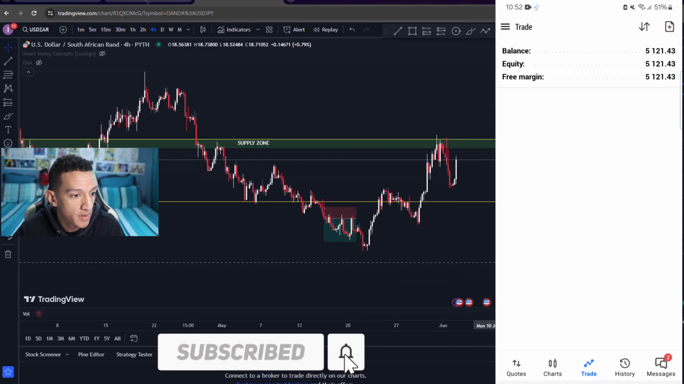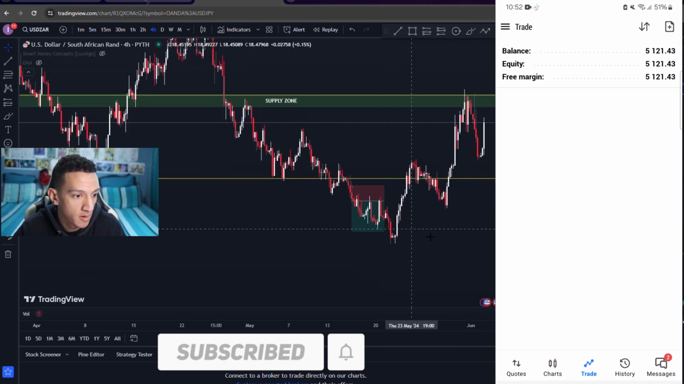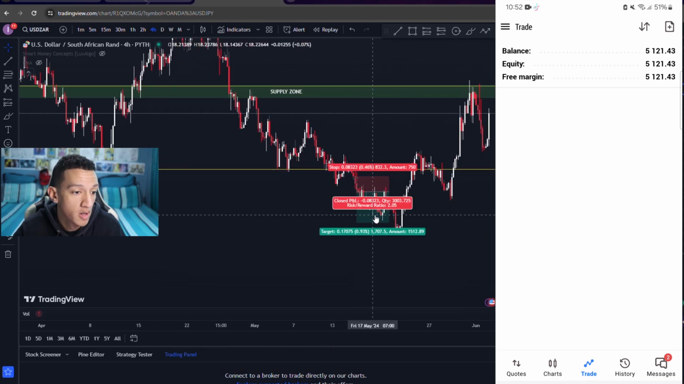So the first one, if you didn't see in the first part, I'll just briefly go over it. It was a short. As you can see here, it was on the 4 hours. For today, I don't think I'm going to do it on the 4 hours. That last trade almost took 4 or 5 days to close, so I don't want that to happen. So I'm going to do the trade on the 1 to 5 minutes a day.